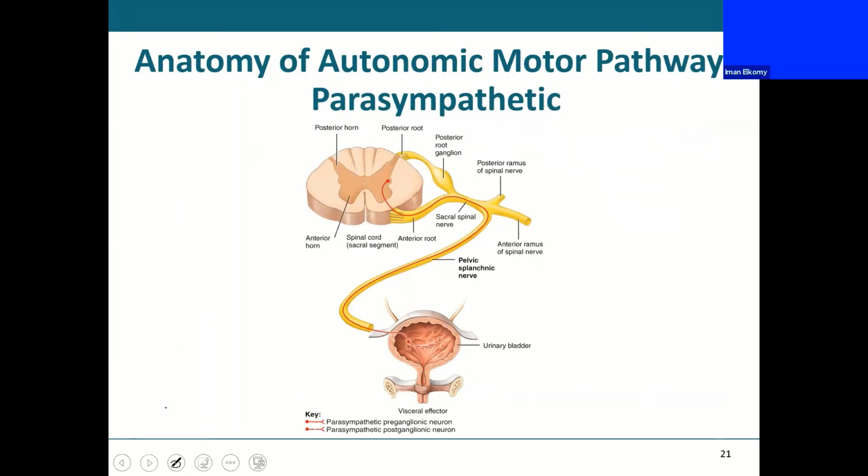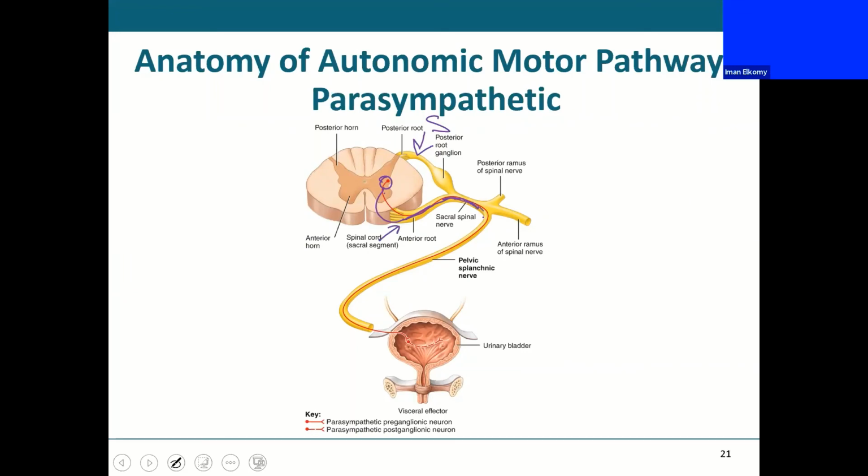This is a nice illustration, because that other picture was a little too small for you. This is nice and blown up for you to see how those parasympathetic ganglia are embedded inside. Notice you have your motor neuron starting up here in the lateral gray horn. It's going to travel through the anterior root of the spinal nerve. Remember, we already know that the posterior root was sensory and the anterior root was all motor. We learned that last time.